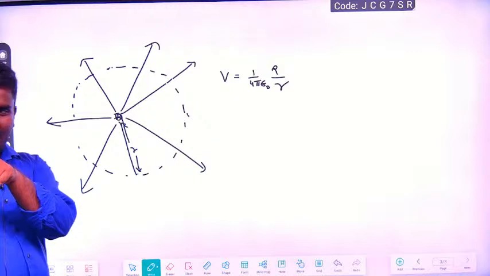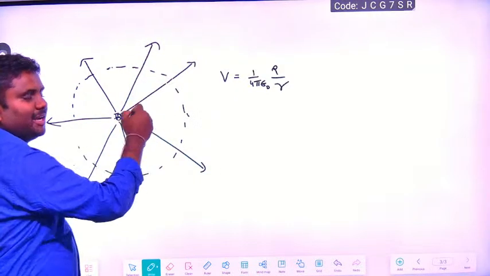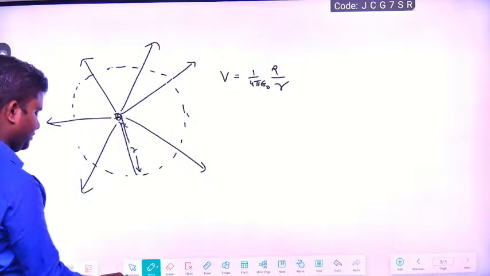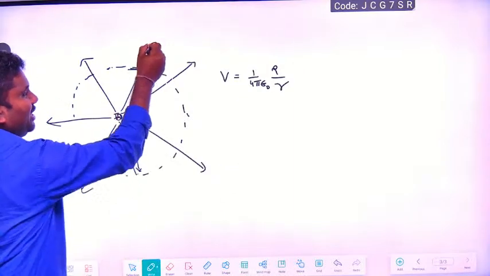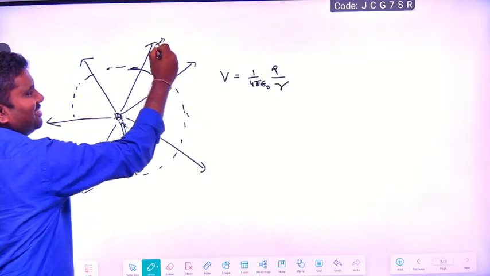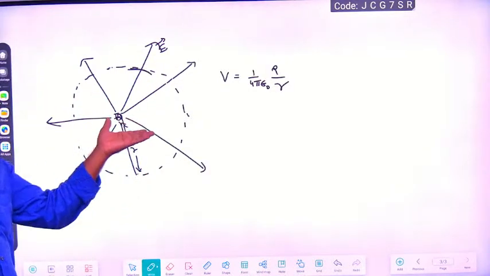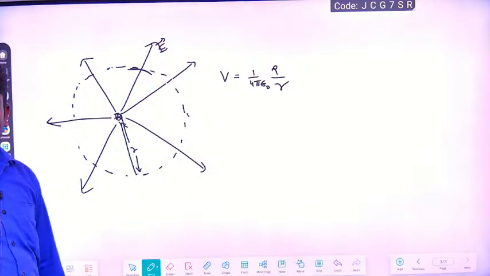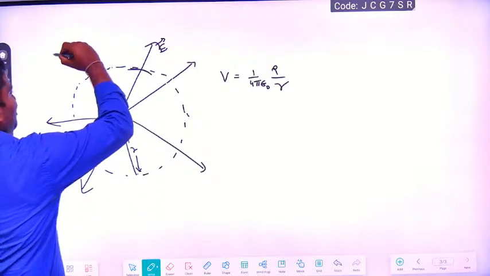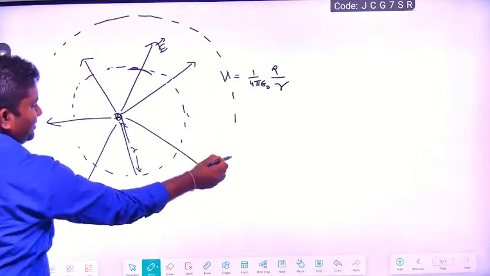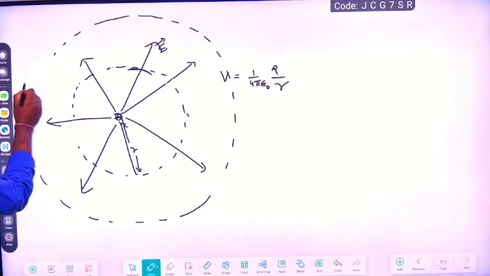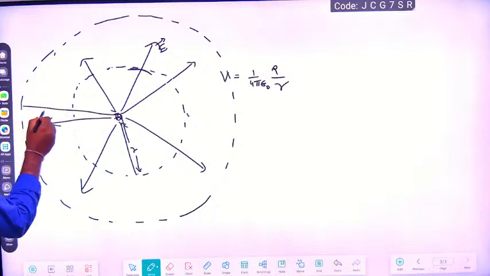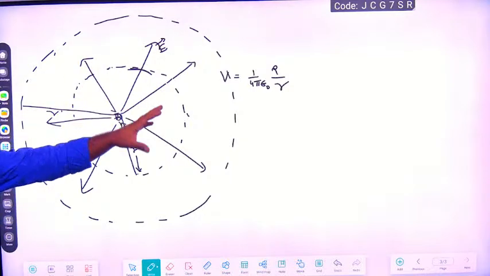Understood? Now for that equipotential surface, what is the direction of electric field lines? This is a surface, so electric field lines are perpendicular to it. Understood? Now I will take one more equipotential surface, having another distance. You take R dash. This is one more equipotential surface.